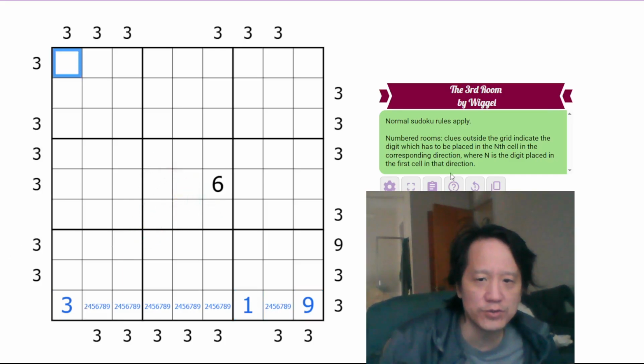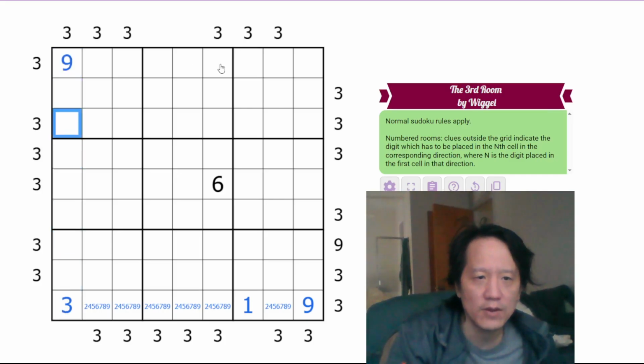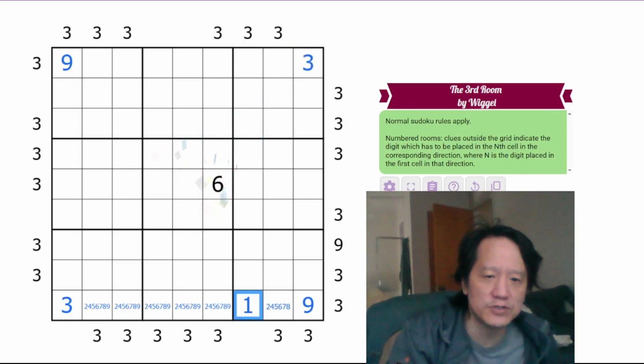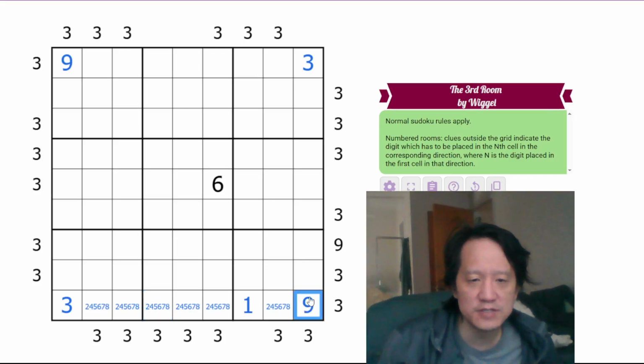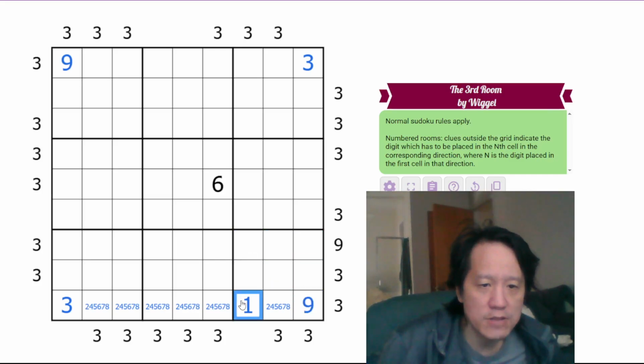That means also 3 has to be in the 9th position here. So this is 9, which means this 3 has to be in the 9th position in row 1. So this is 3 here. So that eliminates 9 in the rest of row 9. Also, this 9 clue says that 3 has to be in the 9th position here. So, okay, 3 here cannot be 5th.